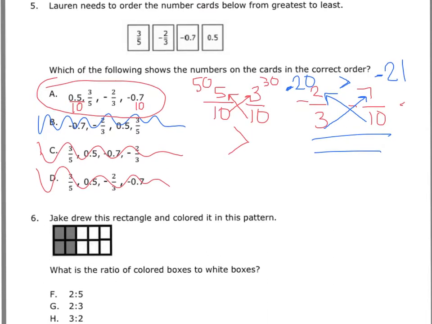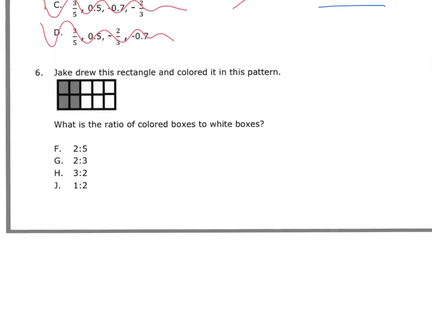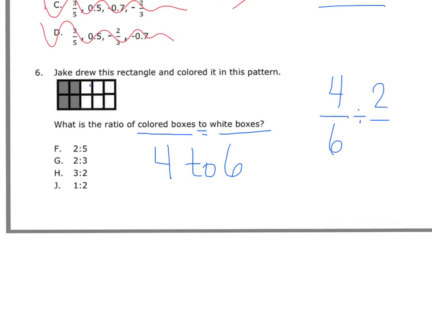Number 6, Jake drew this rectangle and colored it in this pattern. What's the ratio of colored boxes to white boxes? How many colored boxes are there? There's 4. To how many white boxes? 1, 2, 3, 4, 5, 6. 4 to 6. 4 to 6 is not a choice. But remember, this is another way we can write fractions, and what's a common factor of 4 and 6? If you look at the T-chart for 4 and the T-chart for 6, you'll see that 2 is the biggest one they have in common, and that makes 2 to 3.